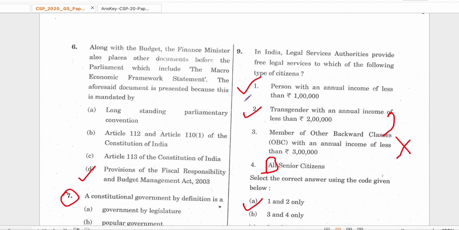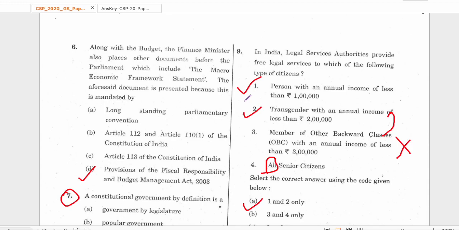Person with an annual income of less than rupees 1 lakh, okay, I don't know. Transgender with an annual income of less than rupees 2 lakh, I don't know. Statement number 3, member of other backward classes with an annual income of less than 3 lakh, okay. 4th, all senior citizens. Now 3 lakh is a huge amount. See the per capita income of the nation. We will include 3 lakh. How many people will come? And that too from other backward classes, which have a huge population. How can legal services be provided to such a large number of population?